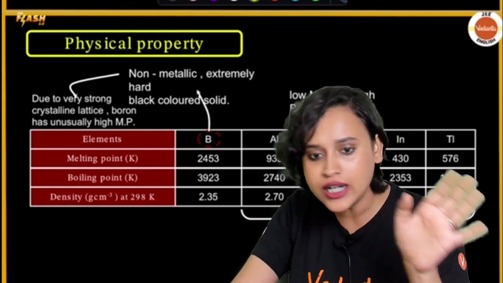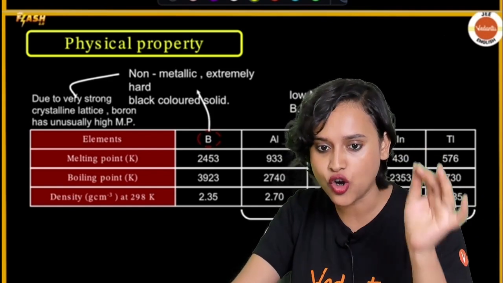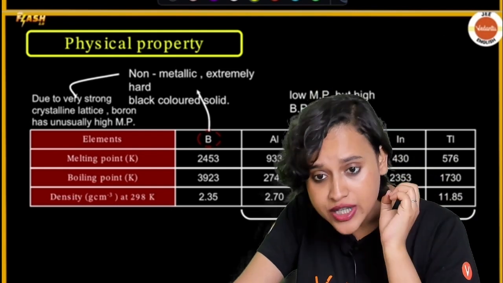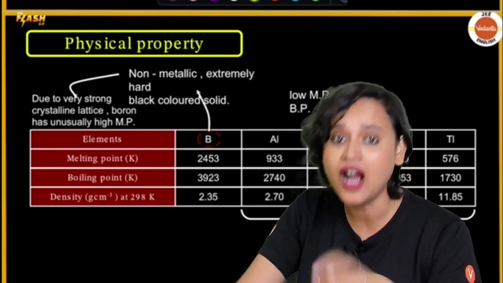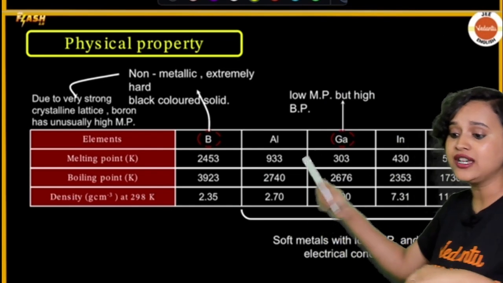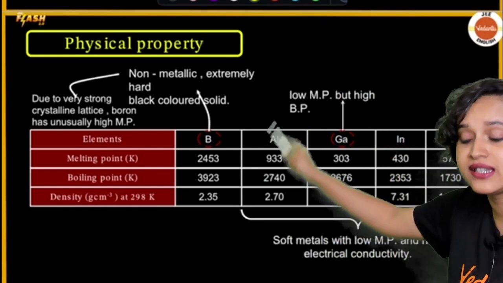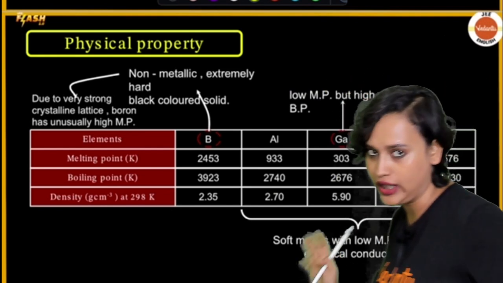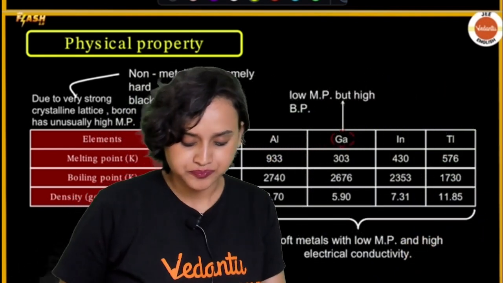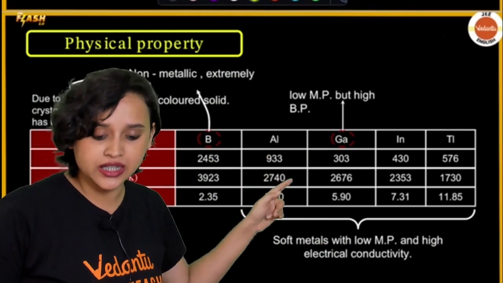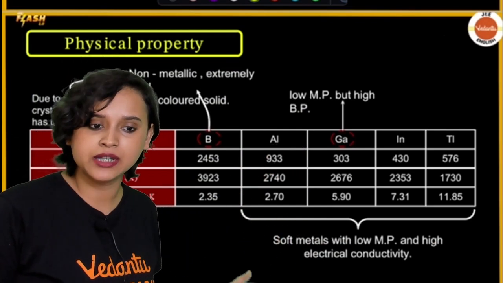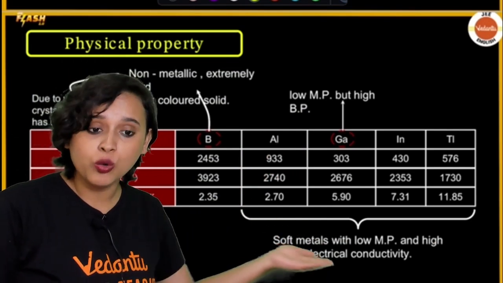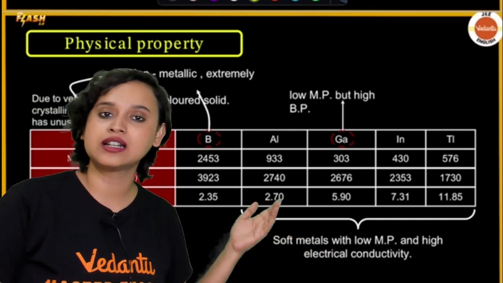All right, only because of this very strong crystalline lattice that they have. Boron is non-metallic, extremely hard, and black colored, and you can see that gallium in the same family has an extremely low melting point but a really high boiling point. Now, aluminium, gallium, indium, and thallium are soft metals and they have lower melting points and high electrical conductivity.